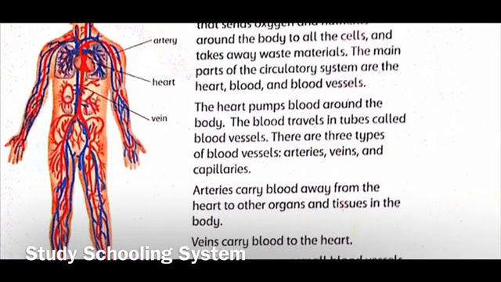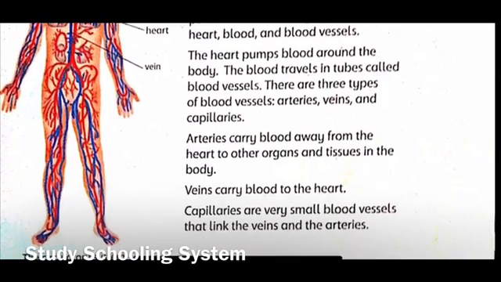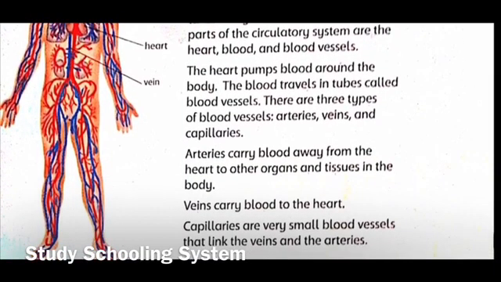So that's pretty simple. Then we move on, and it says the heart pumps blood around the body. The blood travels in tubes called blood vessels. There are three types of blood vessels: arteries, veins, and capillaries. So they're telling you that the main thing that's making up the circulatory system is the heart, which is an organ, right? And it's pumping blood around your body through these blood vessels.